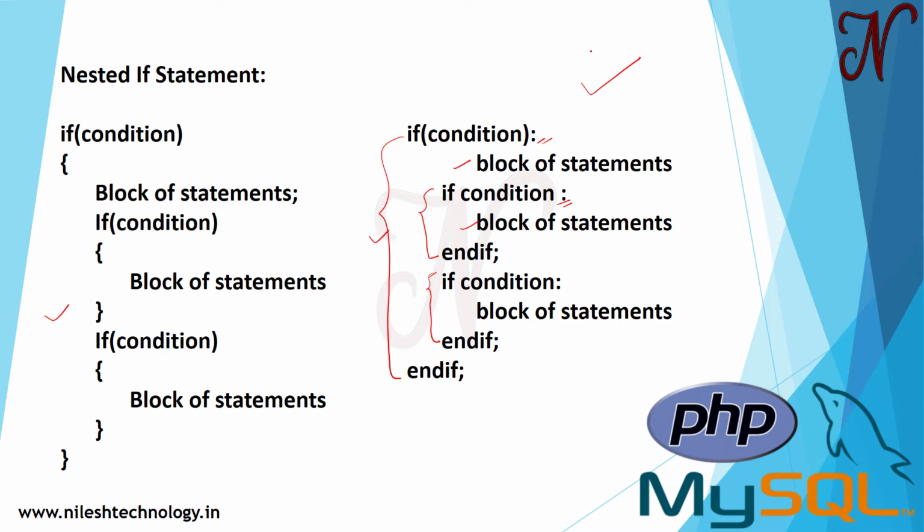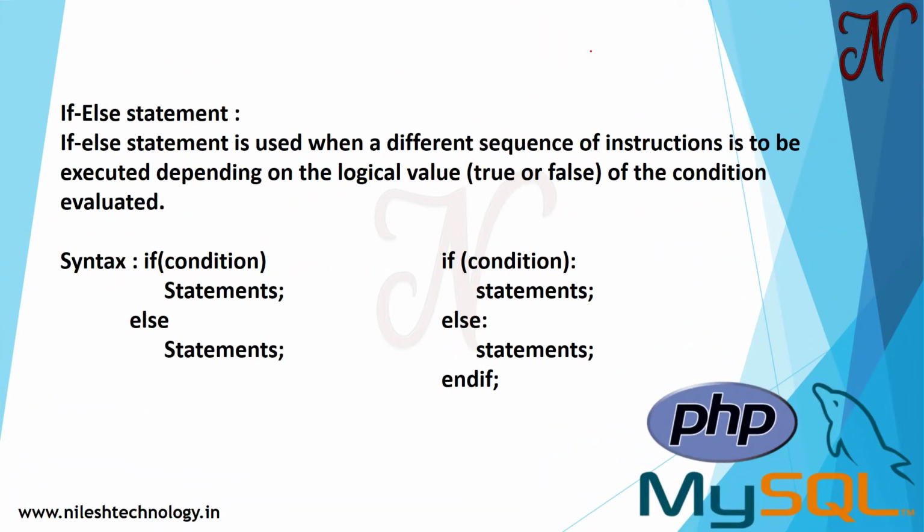Okay. Next is the if else. It is used when different sequences of instructions are to be executed depending on the logical value of the condition evaluated. If the condition is true, then it goes to the if statement, otherwise it goes to the else statements. See, this is the new syntax: if condition, then colon, statements, else colon, statement, and here endif semicolon.